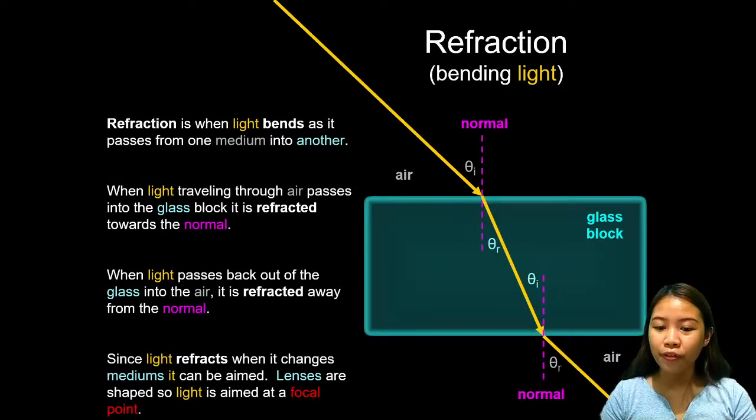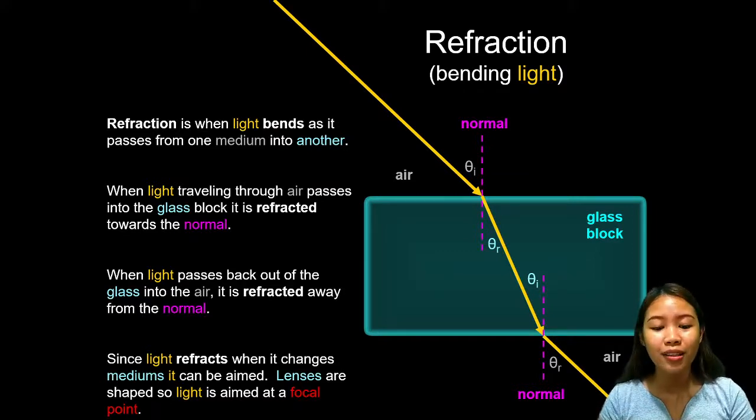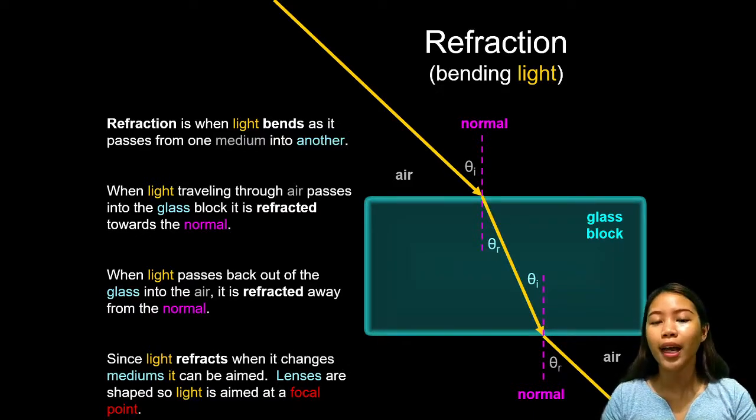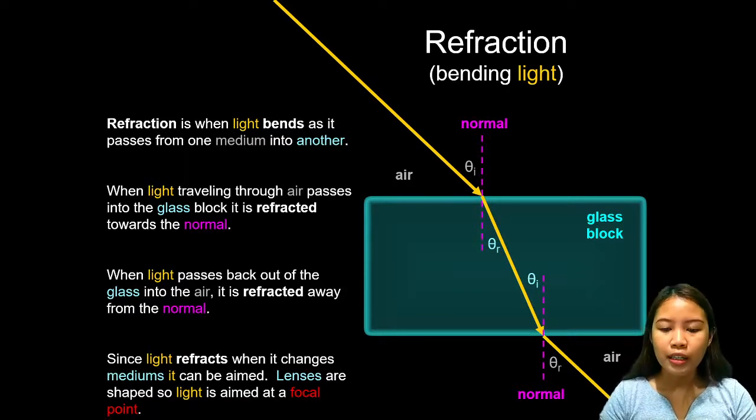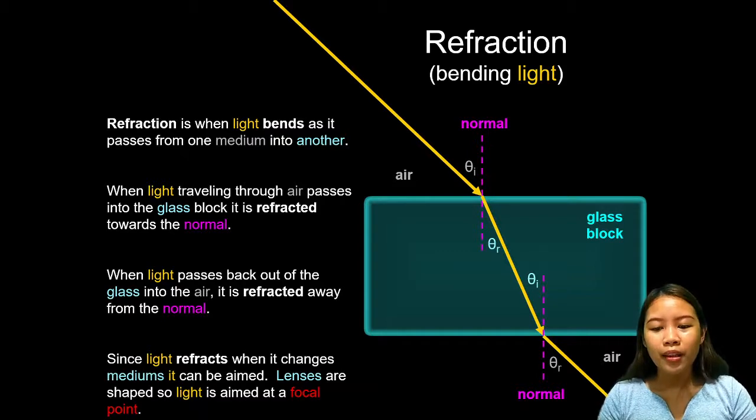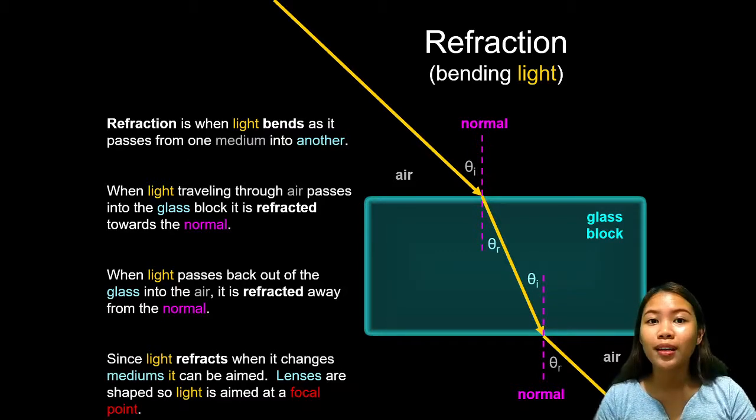Refraction is the bending of light. Whenever light enters a different medium, it bends, as you can see here on the screen. We have here a light ray from the air that enters the glass and then goes back to the air. In this video, we're doing the same study.